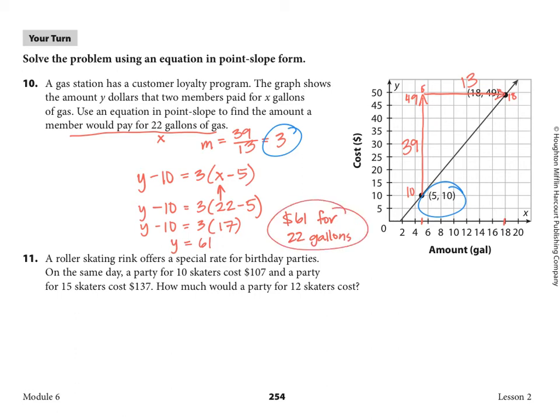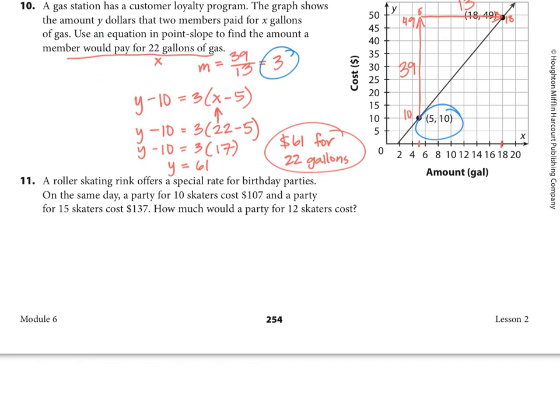Okay, go ahead and try number 11. It's the last problem of the lesson. And remember to use slope-intercept form.